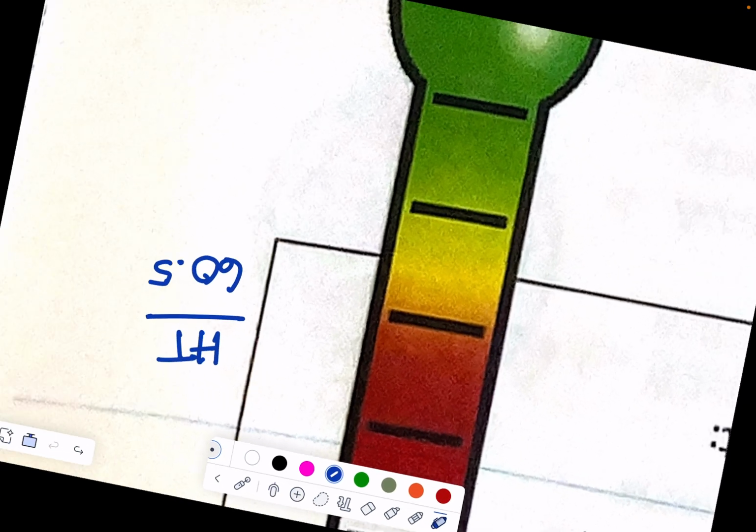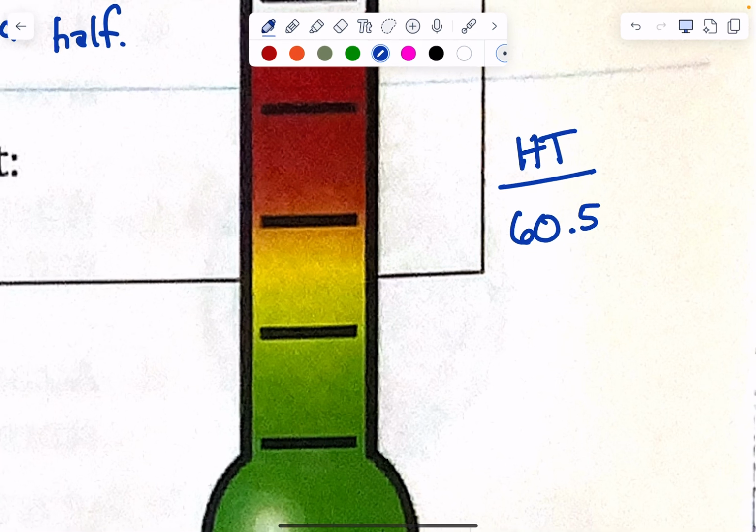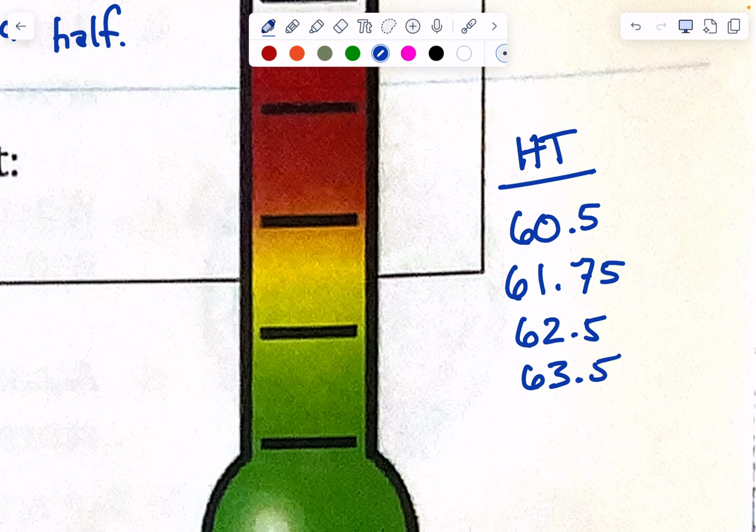Oh, gosh. Now I'm flipping them upside down. 60.5. Who's next? 61.75. Then Mal is 62.5. There you go. I'm putting them in order for you. Oh, you're so sweet. 63.5. 64.75. Oh, nope, 64.5 first.